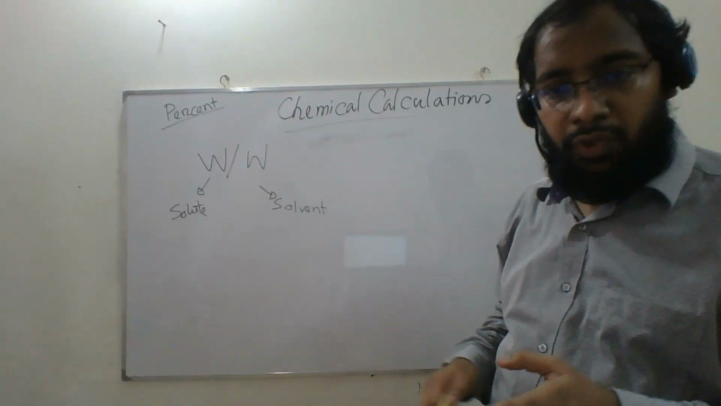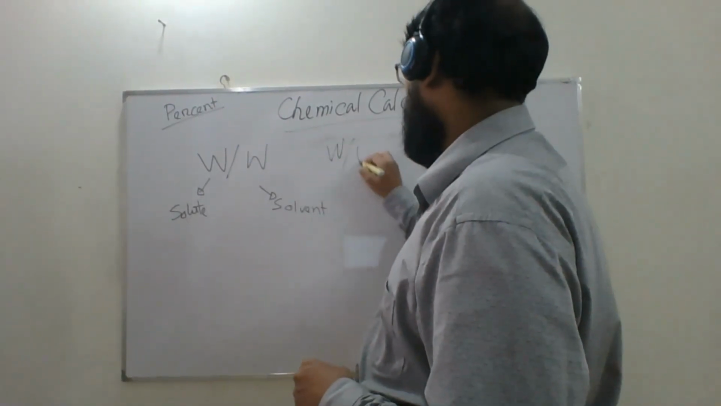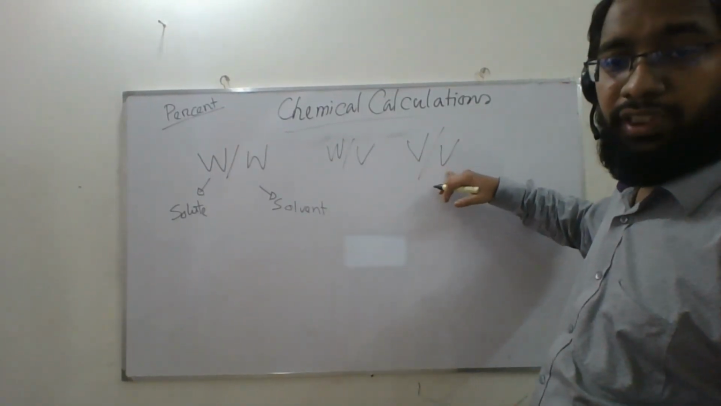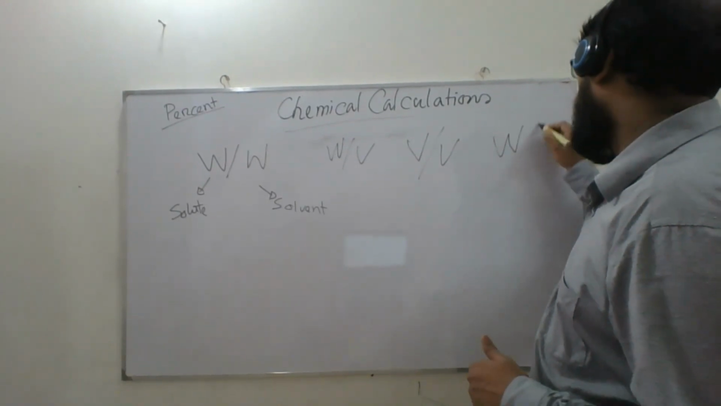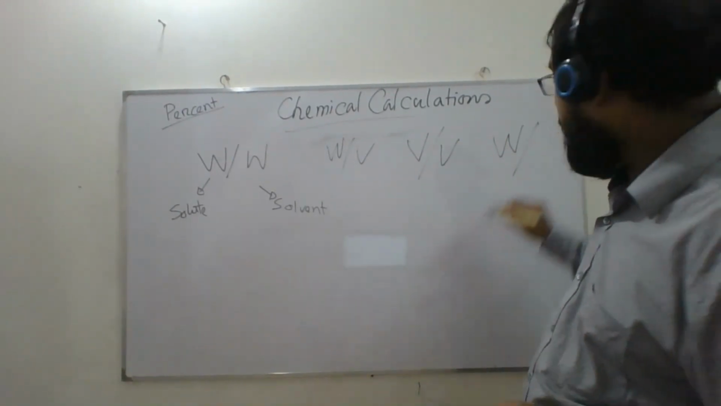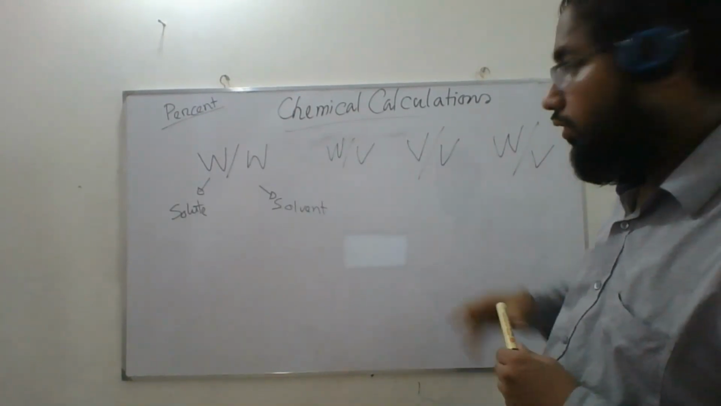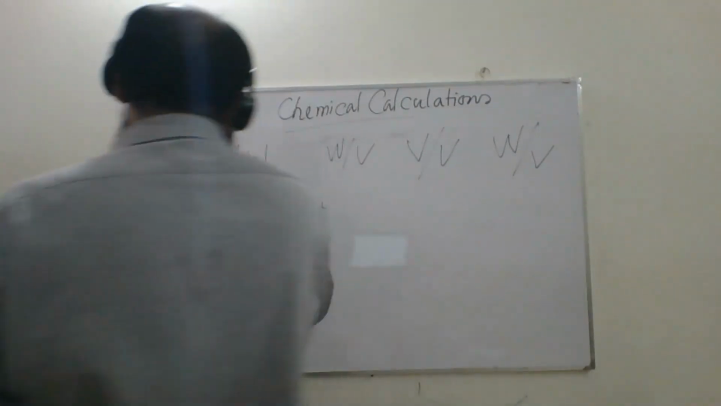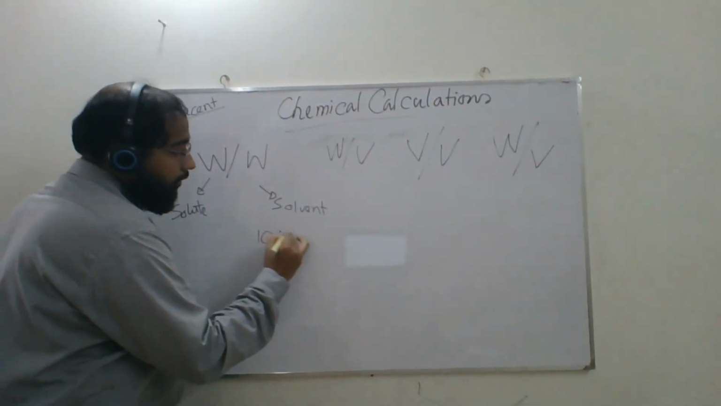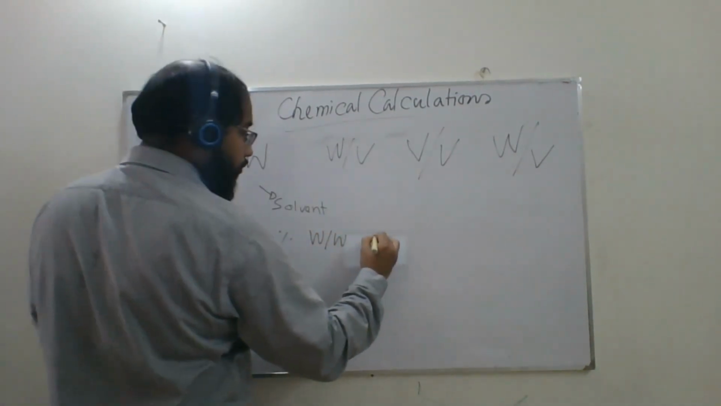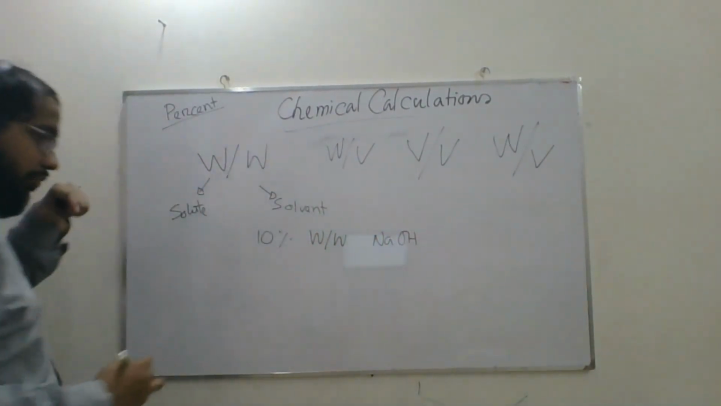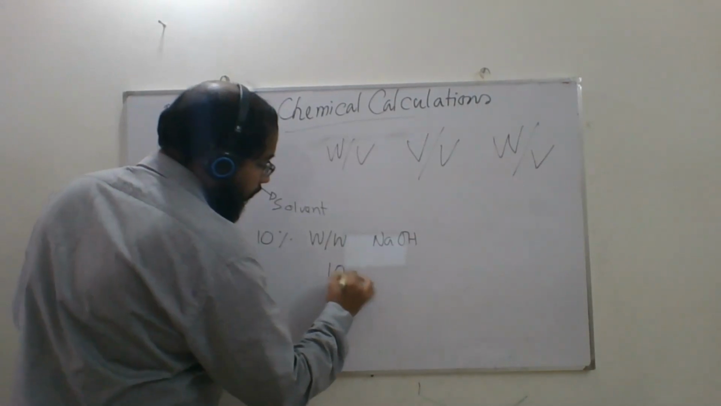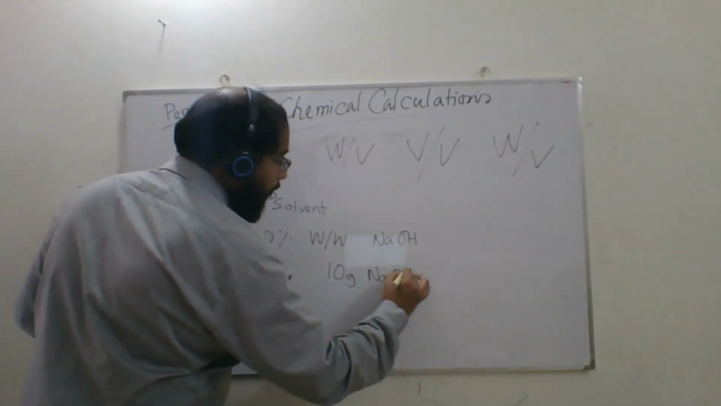If we use volume of the solute and volume of the solvent, then it is volume by volume. If you use weight of the solute and the volume of the solvent, then it is weight by volume. Now how will you determine? If it says 10% weight by weight sodium hydroxide solution, which implies 10 gram sodium hydroxide dissolved in 100 gram solvent. So 10 gram NaOH in 100 gram solvent.